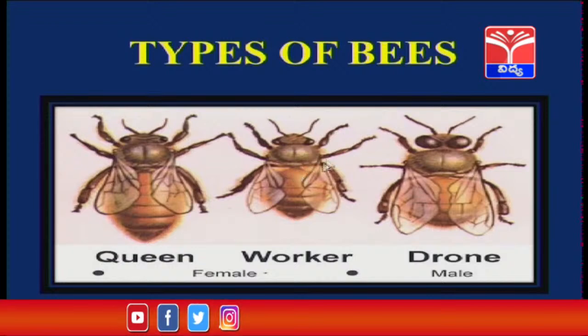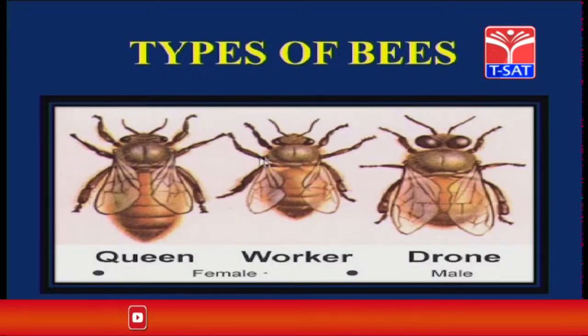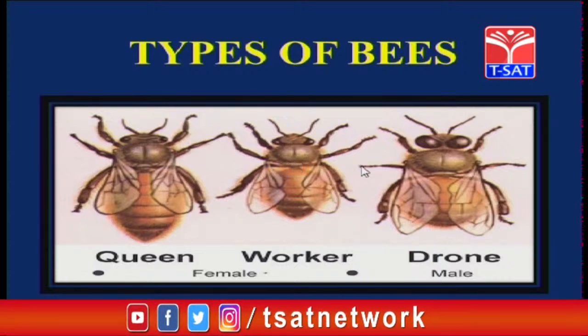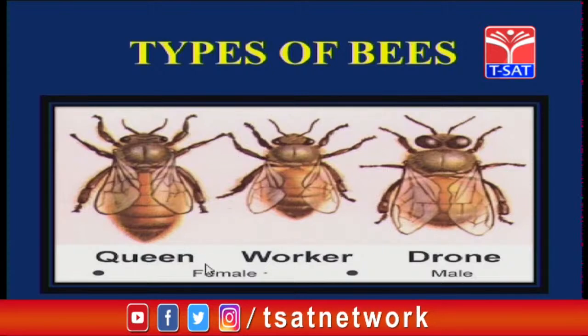Now, the second one you can see here, workers. These are called sterile females. That means they do not have the capacity to lay eggs. So, they are sterile, but they are females. They live only for about 5 to 6 weeks. What is their function? They do inside duties as well as outside duties. For the first 3 weeks they do the duties within the honeycomb, and after 3 weeks they go outside and bring honey and nectar from the flowers and all those things. So, that is the function of workers. Both queen and workers are females.